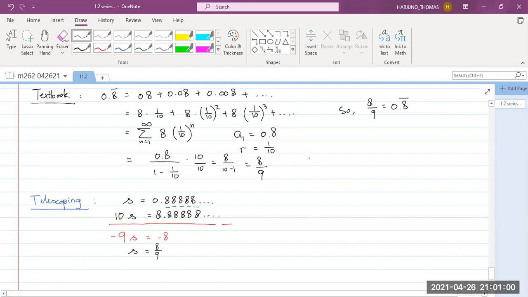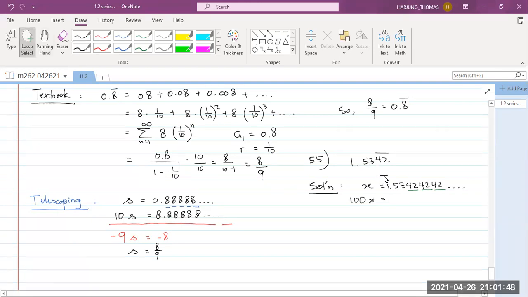Number 55. After this, I will take a break. Number 55, express 1.5342 bar as the ratio of two integers. Let's call that x. Notice that it repeats every two decimals. So if I multiply by 100, the decimal point will move by 2.